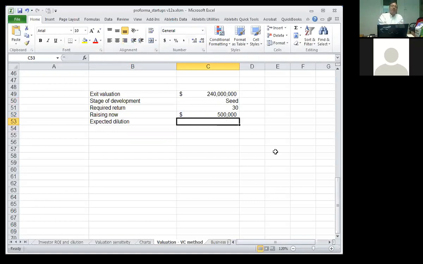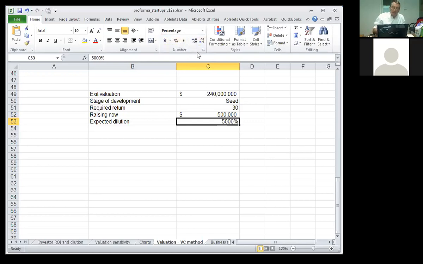But don't you want to know what the equity is? Yes, we don't need to know yet, but I'm going to tell you what that is. So what is the expected dilution by exit? My expected dilution is 50%. Meaning whatever equity I have now, I will be diluted by 50% by exit. That's a rule of thumb. This is my rule of thumb.